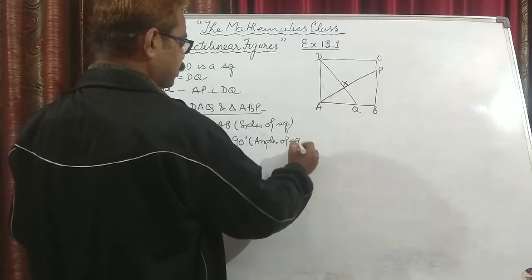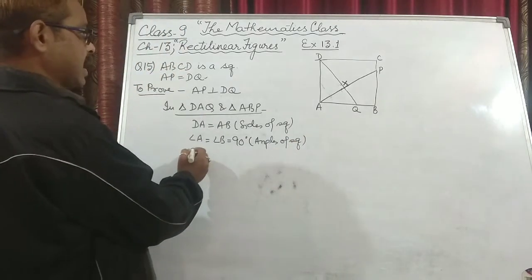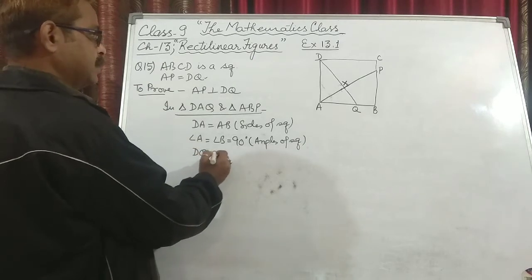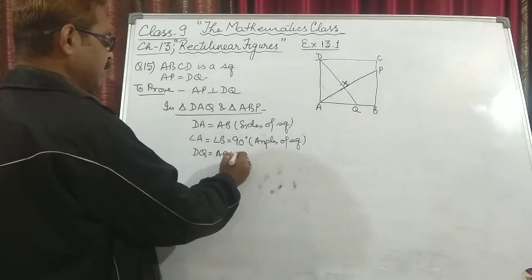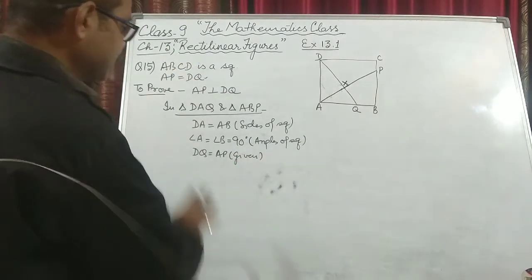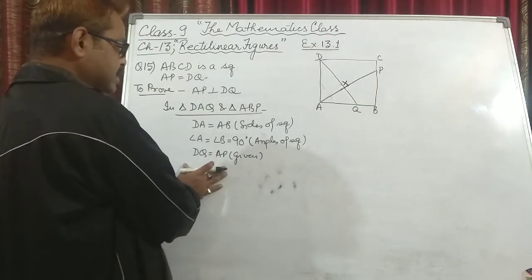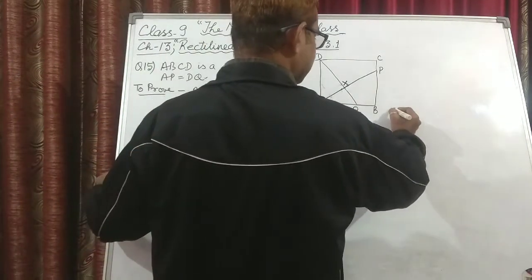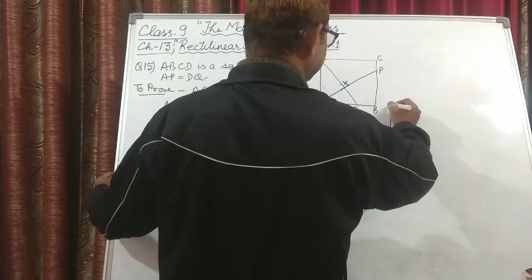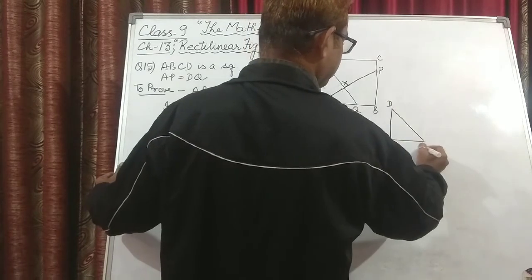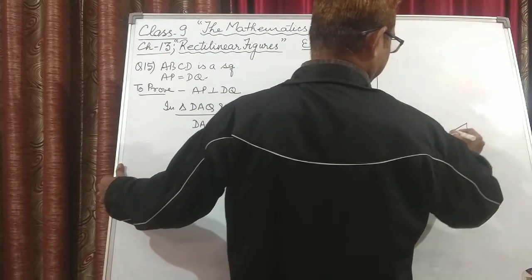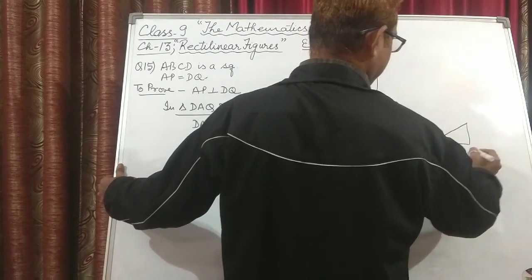Angles of a square. Third thing we can say is that in DAQ, DQ and in ABP, AP, these are equal because it is given. It is given that AP is equal to DQ. Let us draw these two triangles which have been written here separately. So one triangle is something like this. That is DAQ. And the other triangle is something like this. This is ABP.